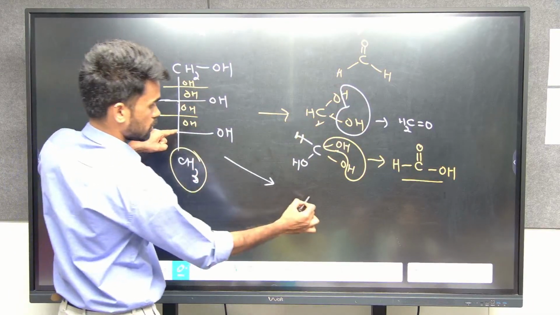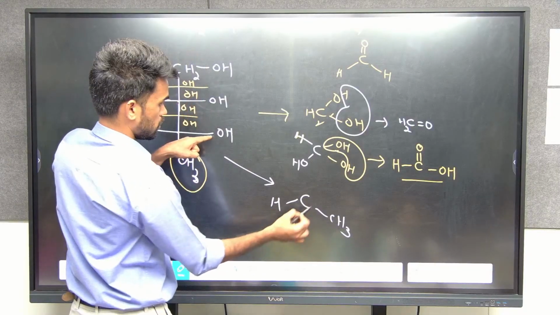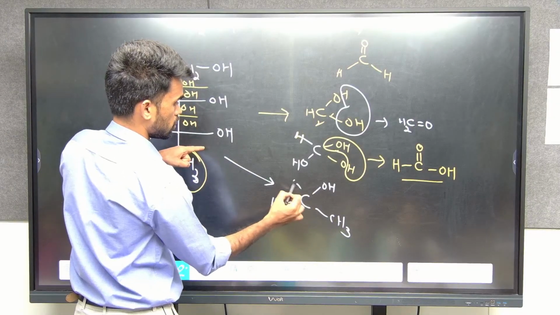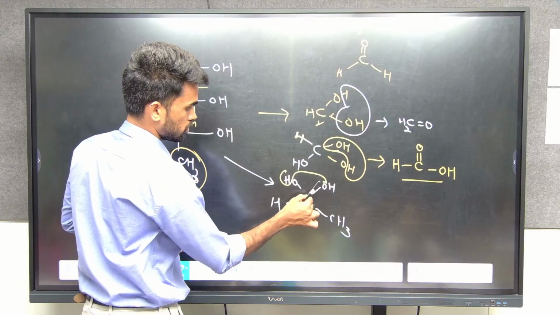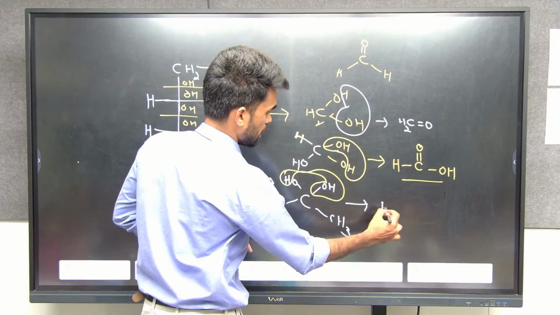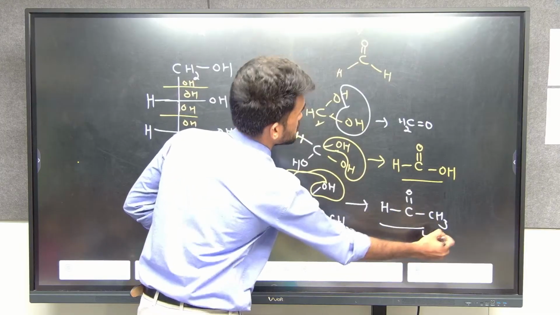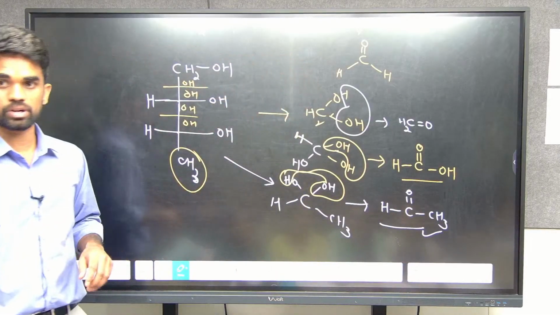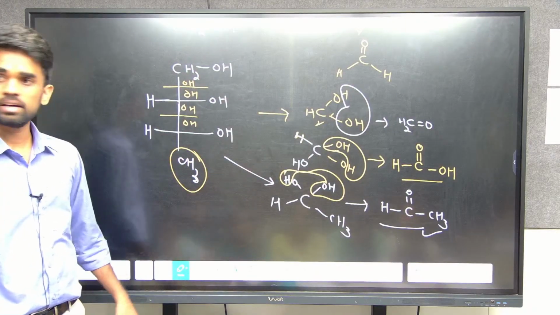This carbon has H on one side and CH3 on the other, with OH, OH. Now remove water, like this. So what is remaining? H, C, CH3. So what is this? Acetaldehyde as a product. Aldehyde is a product. So you got how we are identifying the products? Okay, is this clear or not?